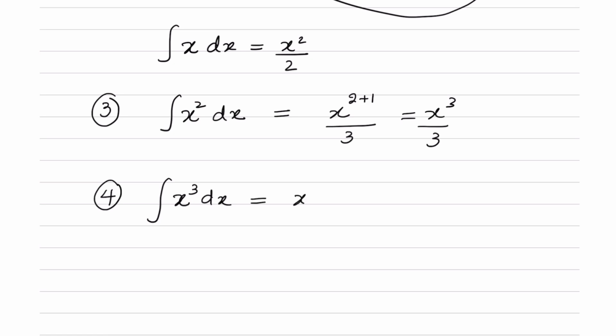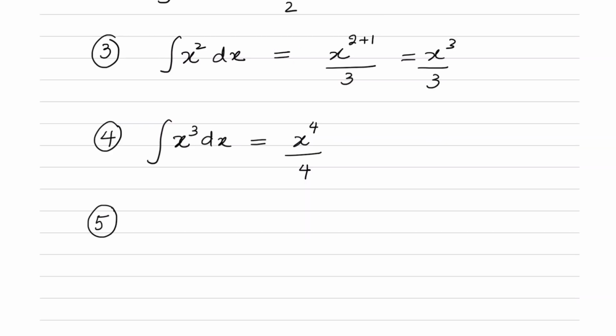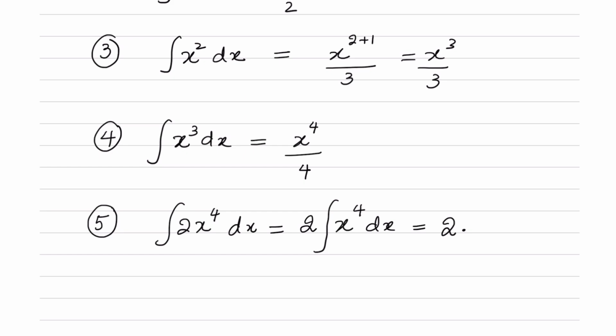By power rule of integration, it would be x to power 4, by adding 1 into the power 3, divided by the same power here. Let's say you have 2 into x to power 4 dx. Remember that you can always take the constant out of the integral sign. So we take the constant out of the integral sign, and we have to find the integration of x to power 4 with respect to x, which could be written as 2, and then the power rule of integration, which is x to power 5 divided by 5, plus some constant.